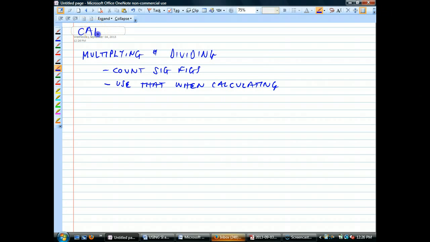So we're going to call this calcs with sig figs. In fact, the only reason you would ever really want to count sig figs, which is what we were doing yesterday, is so that you could have the correct number of sig figs in your answer when you're doing a calculation. So when you're multiplying or dividing, let's just do a very simple problem. Let's say I'm going to do 2.0, and I'm going to multiply that by, let's say, 4.00. My answer, of course, is 8.